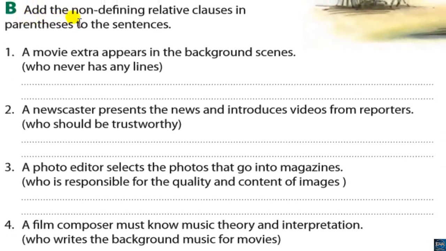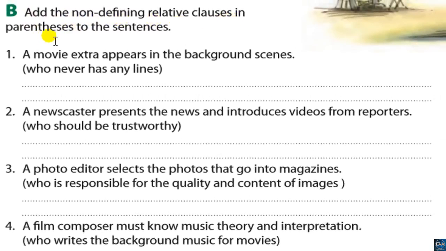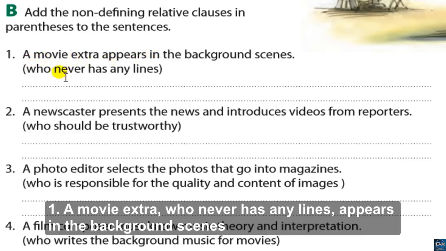B. Add the non-defining relative clauses in parentheses to the sentences. So here, we're going to have four sentences, and we need to add the non-defining relative clauses to the sentences. A movie extra appears in the background scenes. So I need who never had any lines. I need to put that in the middle. So a movie extra, comma, who never had any lines, comma, appears in the background scenes.